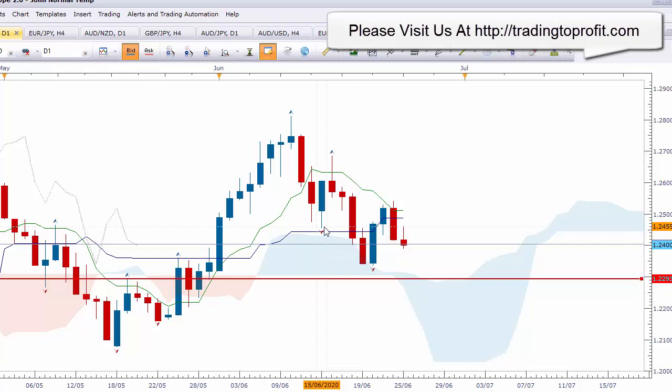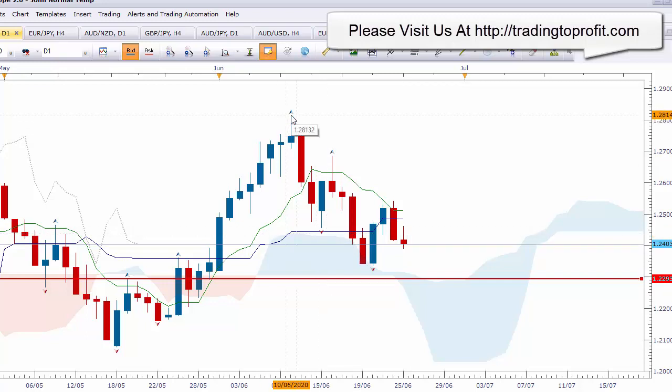And the reason why I'm saying short is plain and simple, because we couldn't break this 2 level here. We made a lower bull fractal, which is a key sign that we just haven't got the strength to continue. Not only did we not break that 2, we made a lower bull fractal, and the third proof is that we broke this bear fractal.